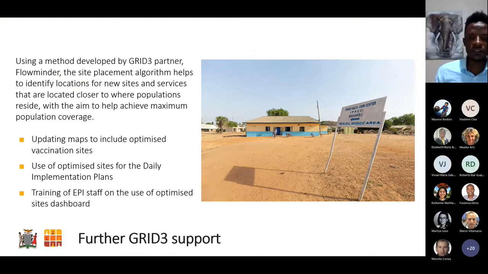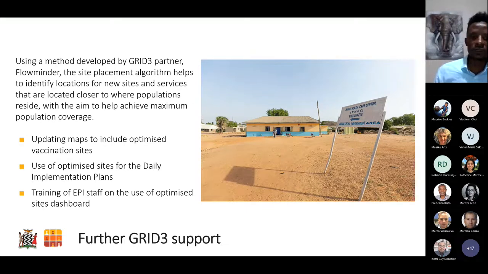In terms of further support to the EPI, GRID 3 is working on another initiative that informs the best place sites where people can put a vaccination point. Instead of, as in the first case, just showing them where the people are distributed, we added another tool that we're working on in the next stage. Right now it's ongoing, where they can identify the best place sites to put a vaccination point and how many people it would fetch them within a radius of 5 kilometers, for example.